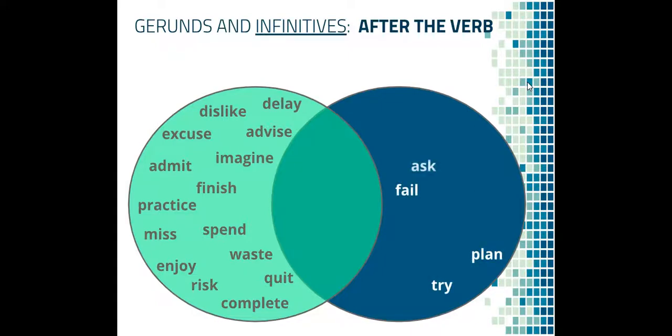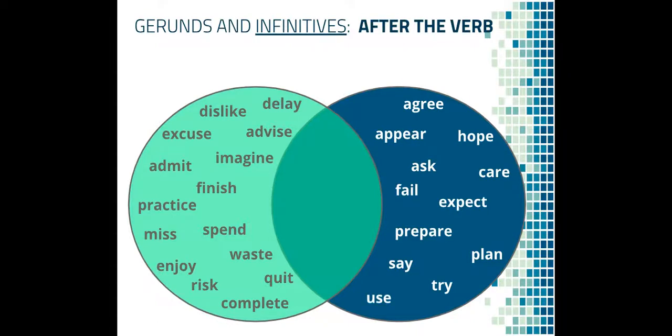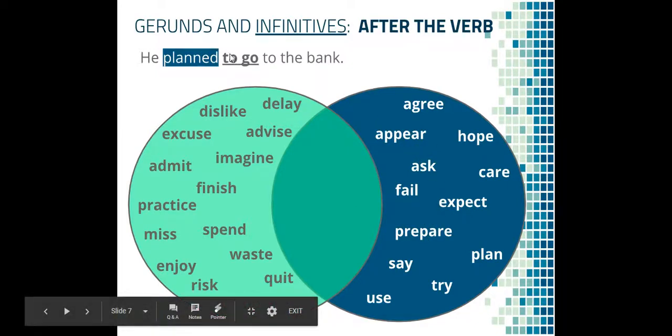Others only go with infinitives like fail, ask, appear, agree, hope, care. He planned to go to the bank. He prepared to go to the bank. He asked to go to the bank. He appeared to go to the bank, right? He agreed going to the bank? No. He hoped going to the bank? No. So these words will only take to.